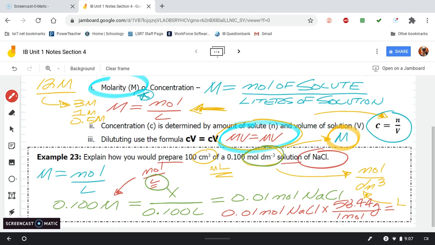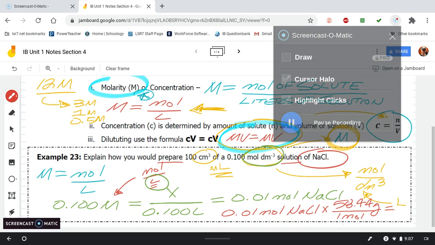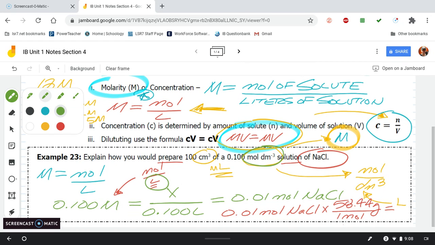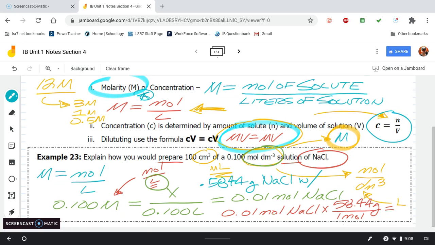And we're going to run that through. Apply that, 0.01 times 58.44, and we're going to get 0.5844 grams. And so change the color real quick, and it's going to be 0.5844 grams of NaCl with enough water to get 100 milliliters of water. So with 100 milliliters of H2O.